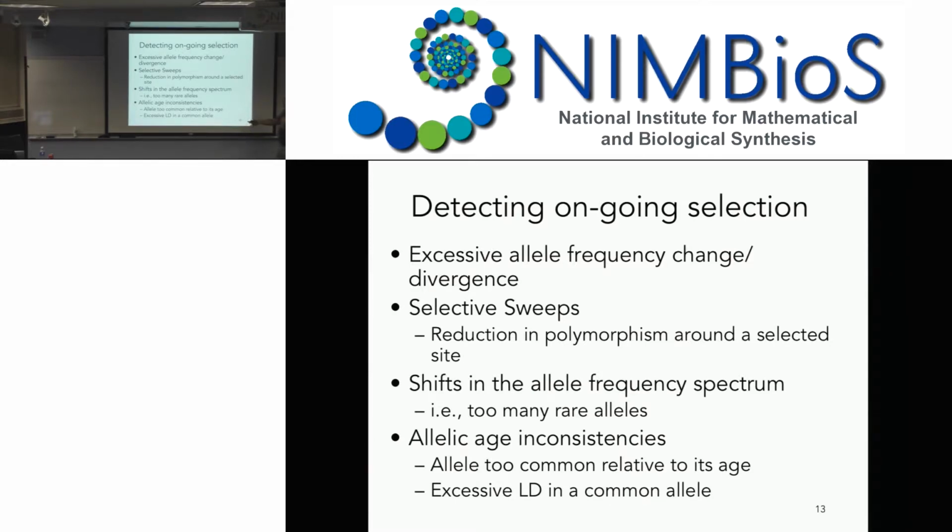I could then look at allelic age inconsistency: an allele is too common relative to its age. How do you age an allele? We'll talk about that. Then we can talk about excessive LD in a common allele. A common allele under drift should be an old allele.